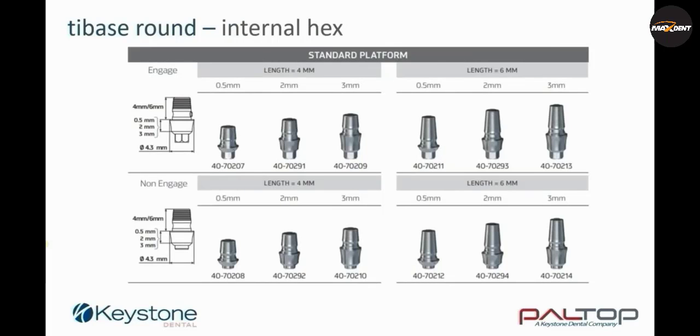Now let's focus for one moment on the tie base round for the internal hex connection. The tie base comes in two lengths, 4 mm and 6 mm, and comes in a selection of cuff heights: 0.5 mm, 2 mm, and 3 mm in height.